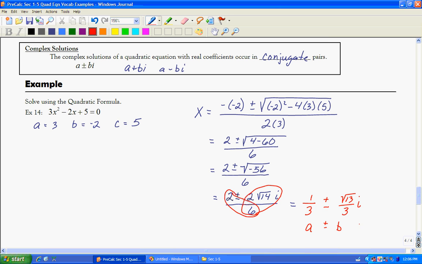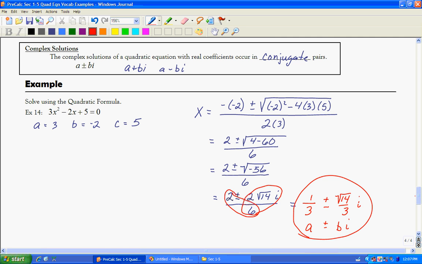Our b value is the square root of 14 over 3. Let me correct that. So the square root of 14 over 3, and then we have our i term. Sorry, don't want that to look messy. And then this is our final solution. There are two complex solutions for our quadratic.